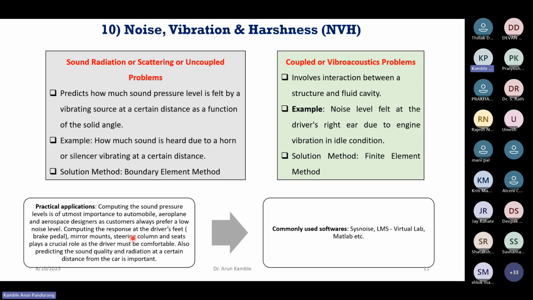So there are some practical applications. First one is computing the sound pressure levels in automobiles, or we can use this analysis in aerospace, where designers, as the customers, always prefer low noise levels. And these are some of the commonly used softwares: Sysnoise, LMS Virtual.Lab, or we can also use MATLAB for such type of noise, vibration, and harshness analysis.